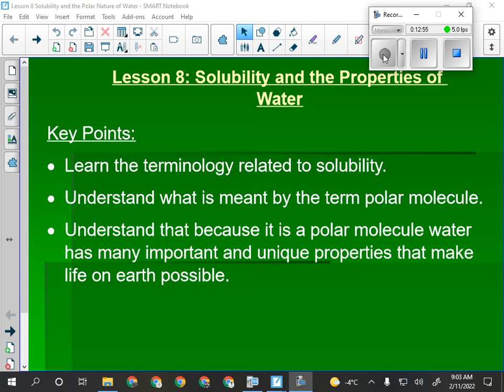Okay, so for solubility, a lot of it is just knowing the terminology, knowing the definitions of certain terms. The other part of solubility is being able to use your solubility chart, which is on the back of your periodic table. If you flip your periodic table over, you'll see a data sheet with a bunch of physics formulas on it, and a solubility chart on the left. We're going to be learning how to use that solubility chart today.